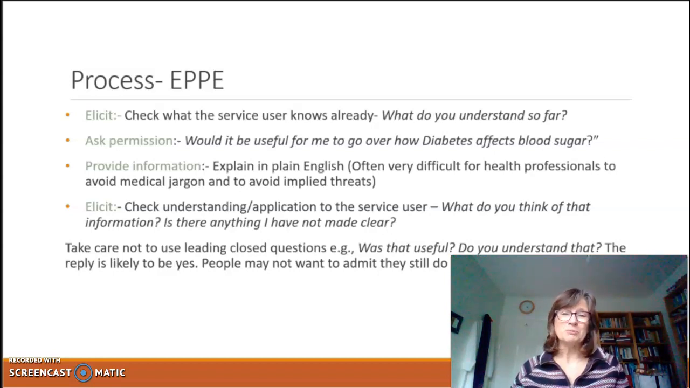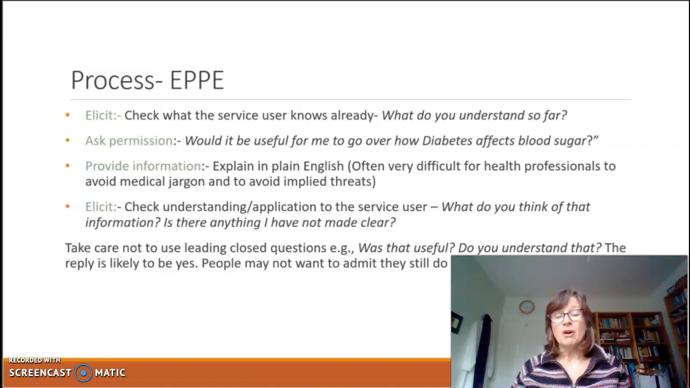This is really important because then what you don't do is just start telling people what a dietitian does when they already know. So you're filling in the gaps rather than patronising anybody by just assuming they know nothing. But we also shouldn't assume that they know everything. So we've got to get that balance right. And the best way is to use this process. So what do they understand so far? Find out what they know.